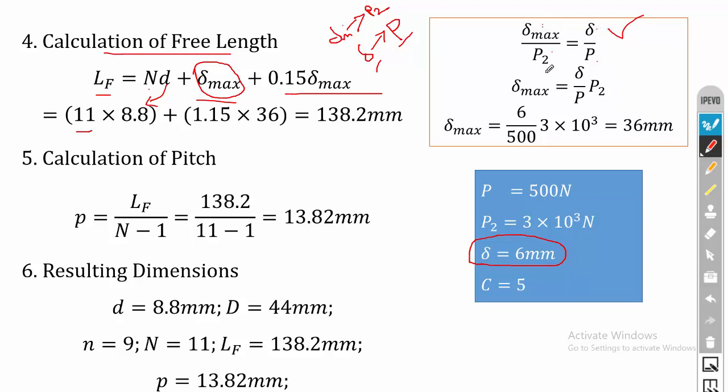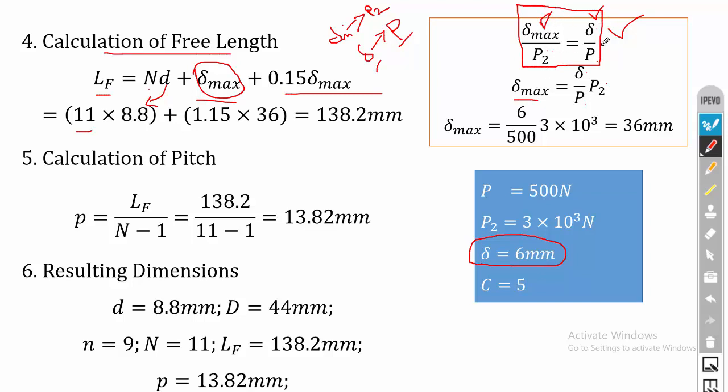So if you want to calculate the del max value, then keep del max on the left side. Del max is equal to del by P into P2. So remember this relation. In some problems they will give del max and they will not give the del value. In this problem they have given the del value and we have to calculate the del max value. So remember this equation.